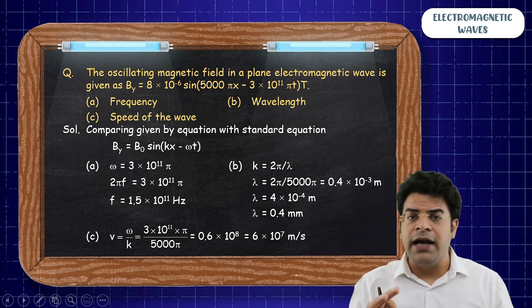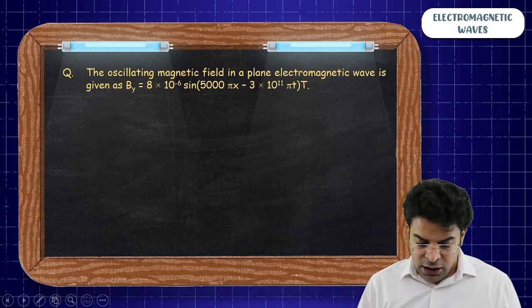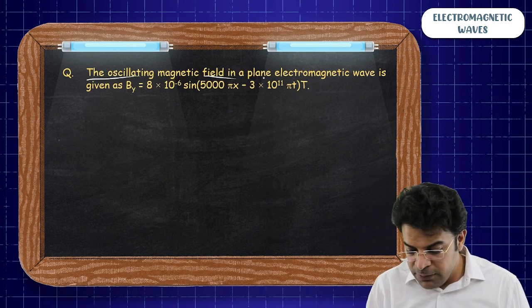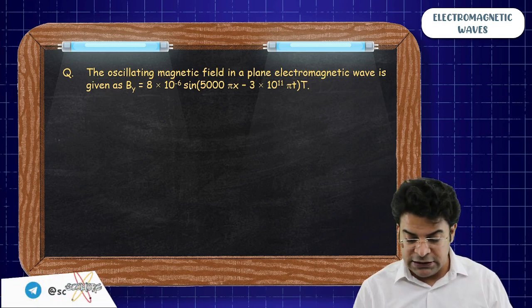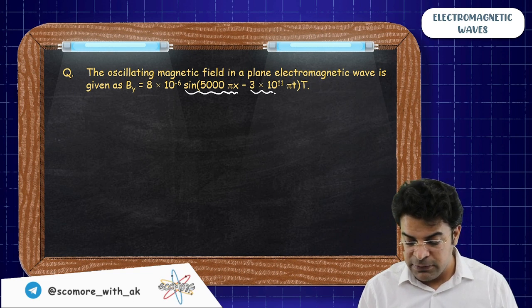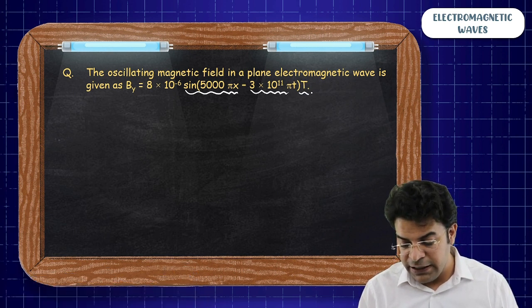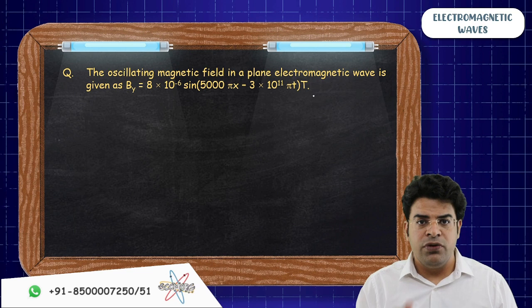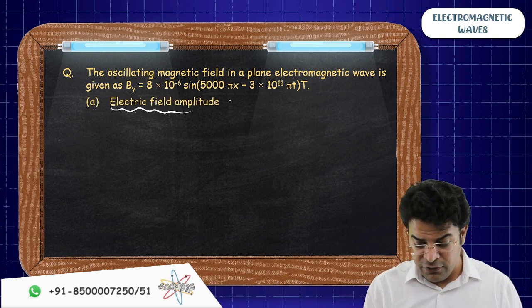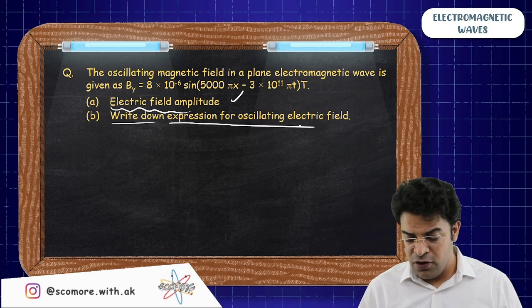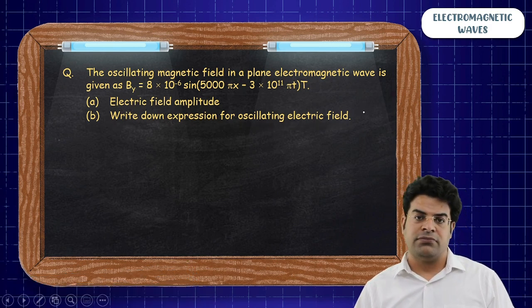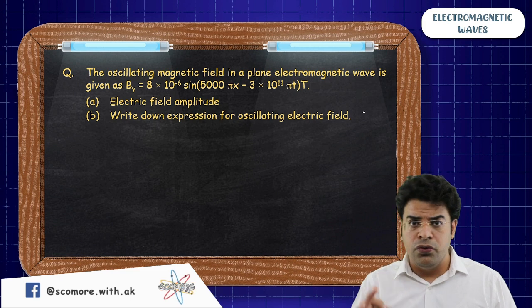Now let's look at an extension of the same problem. The oscillating magnetic field in a plane EM wave is given by By equals 8 into 10 to the power of minus 6 sine (5000 pi x minus 3 into 10 to the power of 11 pi t) Tesla. This time you have to tell first the electric field amplitude, and second, write down the expression for the oscillating electric field. Now how to do this?